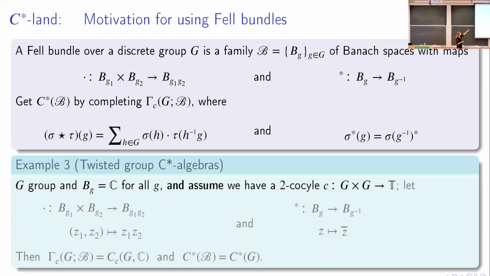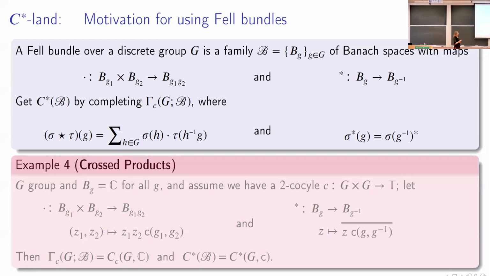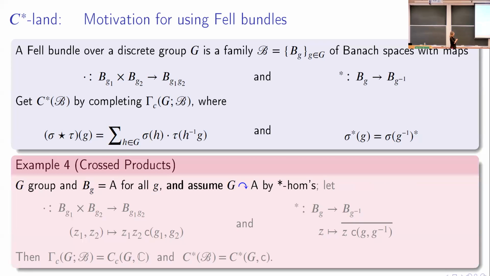So this time, my data is that I also have a 2-cocycle, like the one that Elizabeth was talking about as well. And this time, I twist my multiplication a little bit by introducing this cocycle that depends on which two fibers I was living over. And I also twist my involution by this cocycle. And if you do that, surprise, surprise, you don't get the group C-star algebra, but actually the twisted group C-star algebra. And you can even do this for Kumjian's very general twists. They're also modeled by Fell bundles. And lastly, crossed products. Also, this time I fix some group.